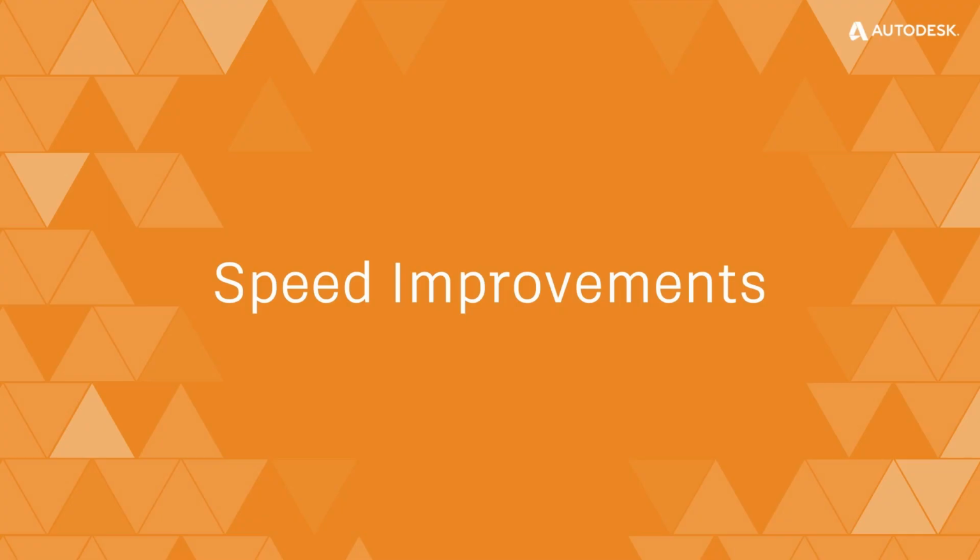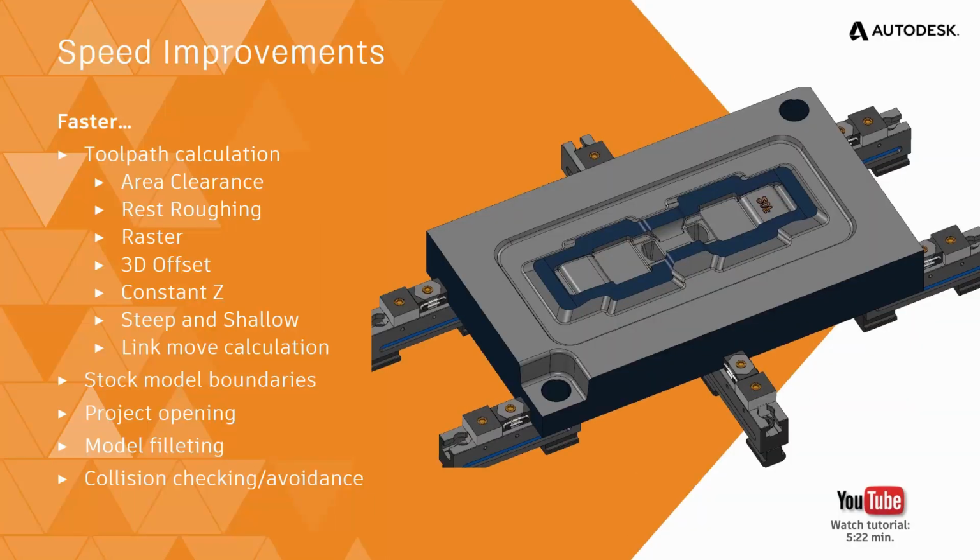So let's dig into some of those speed improvements and see how they're impacting the times it takes to calculate toolpaths and so on. Now, as I say, continuing on the focus of PowerMill performance, the 2021.0 release includes multiple speed ups to toolpath calculation times. These enhancements affect many of the commonly used toolpath types. So this is things like area clearance, rest area clearance, roughing, if you like, raster finishing, corner finishing, constant Z finishing, 3D offset, steep and shallow, and many other strategies.